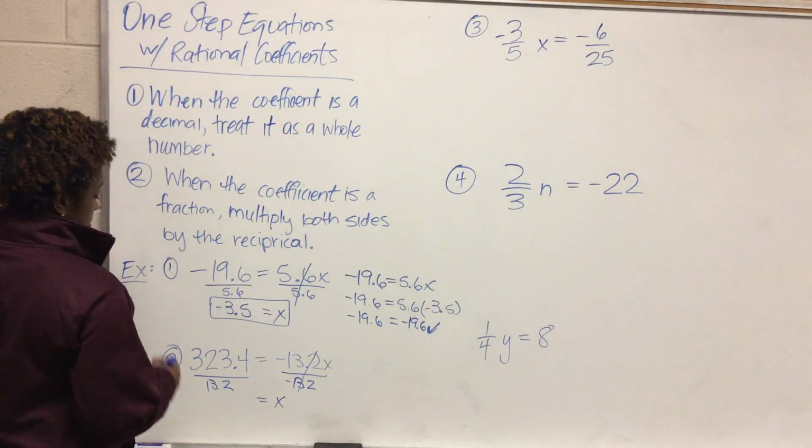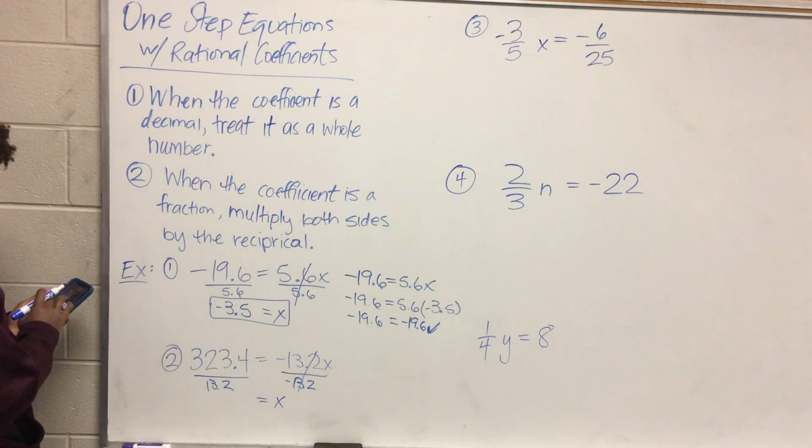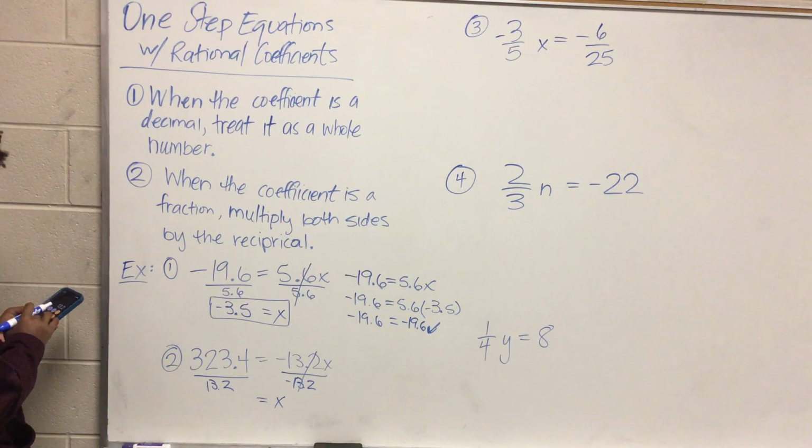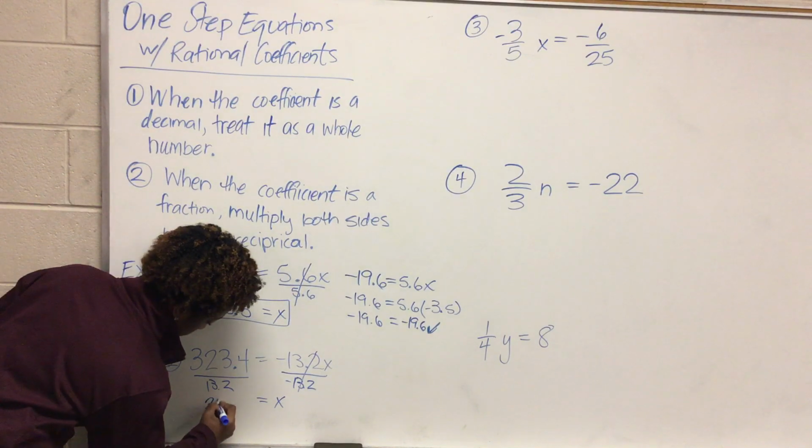So then you can do 323.4 divided by 13.2, 24.5.